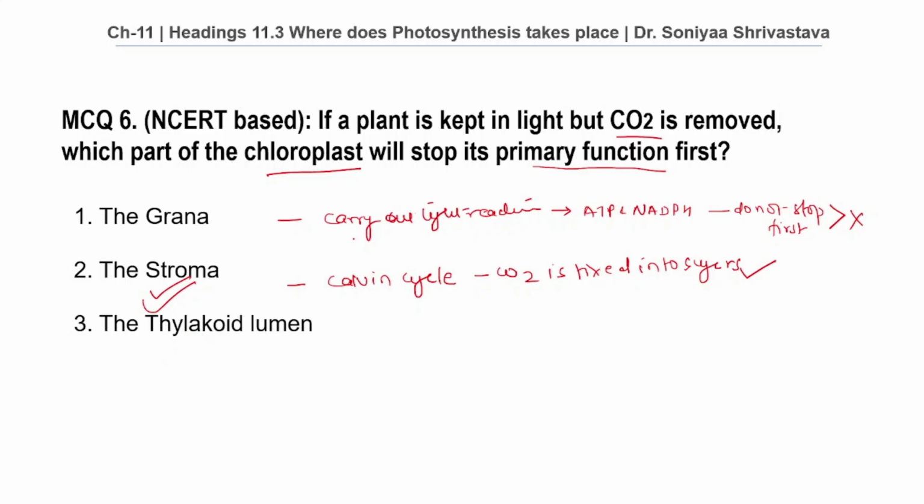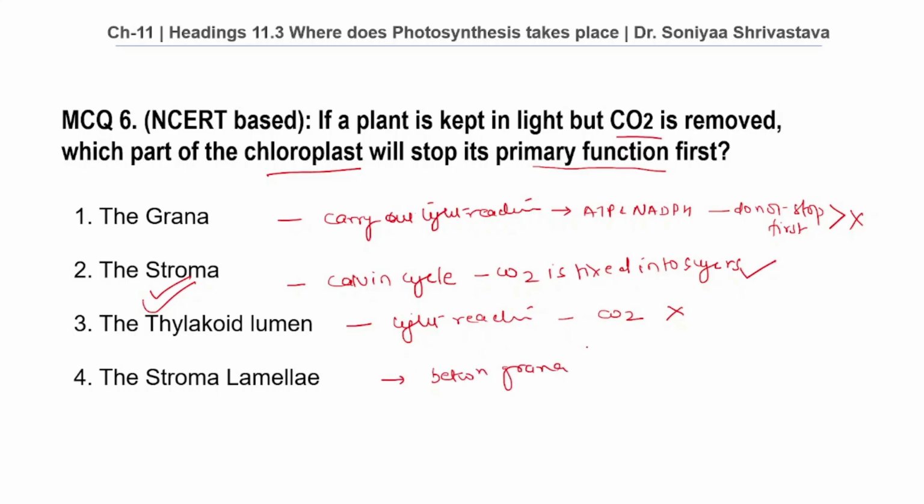Option number 3. The thylakoid lumen. It is involved in the light reaction and proton accumulation. It is not directly dependent on CO2 availability. So this option is also wrong. Now option number 4. We know that the stroma lamellae are membrane connections between the grana. So they help organize the light reaction machinery and do not directly require CO2. So this option is also wrong.